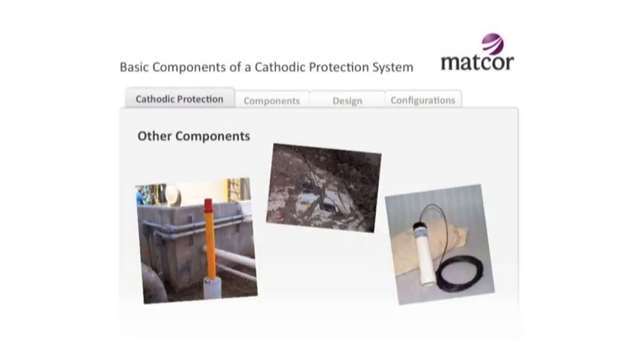Some other components, we talked about test stations to be able to monitor things. You see these little yellow pipes. If you're driving along a highway, you're going to see these little yellow pipes sticking up on the sides of the highways, especially if you see little signs that say gas pipeline. Those are test stations. That's an ability to go and touch or electrically connect to the pipe without having to dig it up. And you can see that right here in the center picture. The center picture, you see some wires connected to the pipeline.